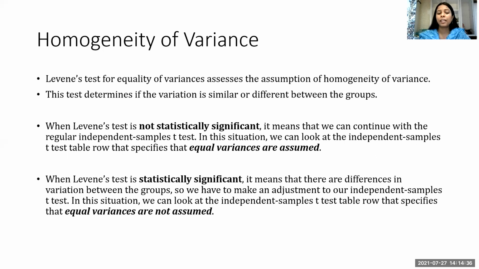The second thing that we need to remember is what happens when Levene's test is statistically significant. Again, statistically significant means when the p-value is less than 0.05. So when Levene's test is statistically significant, it means that there are differences in variation between the groups. So we will see the row which has equal variances not assumed. We will see that particular row for the values.